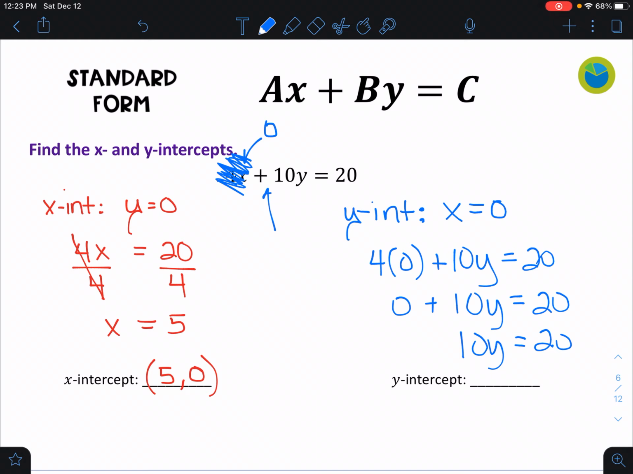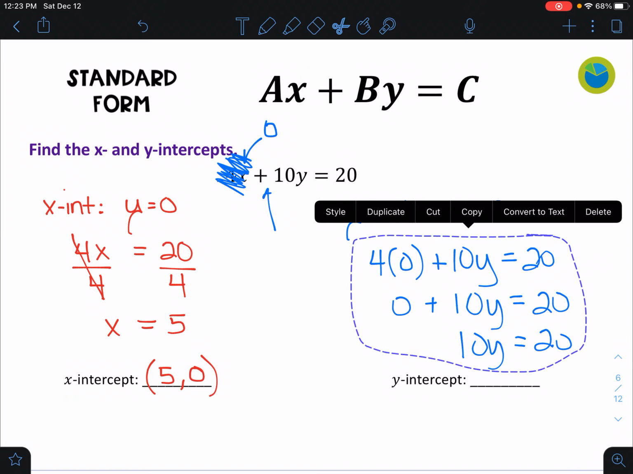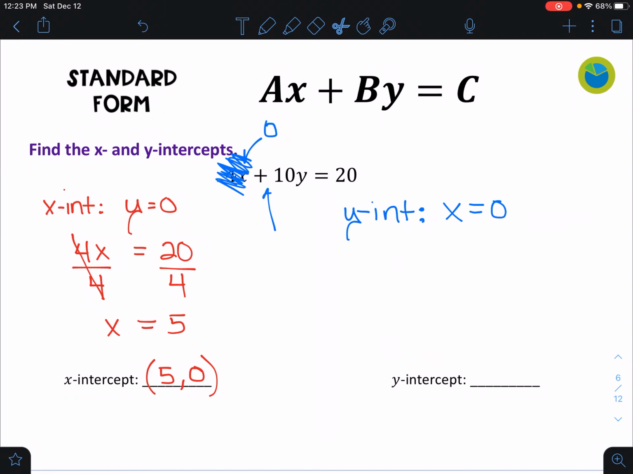So this that I wrote here, I'm just going to delete that. Usually we just cover that up and we're going to write 10y equals 20. And now we're going to solve this for y.